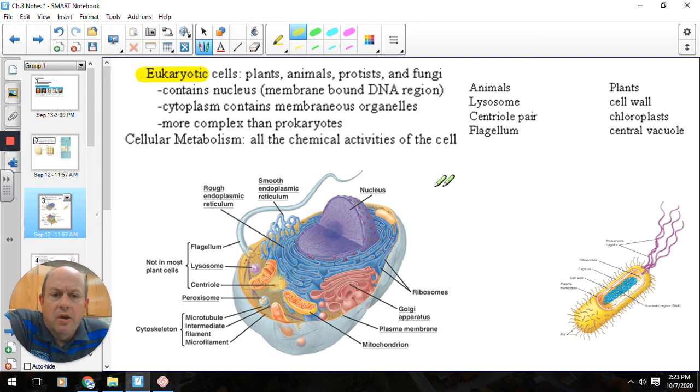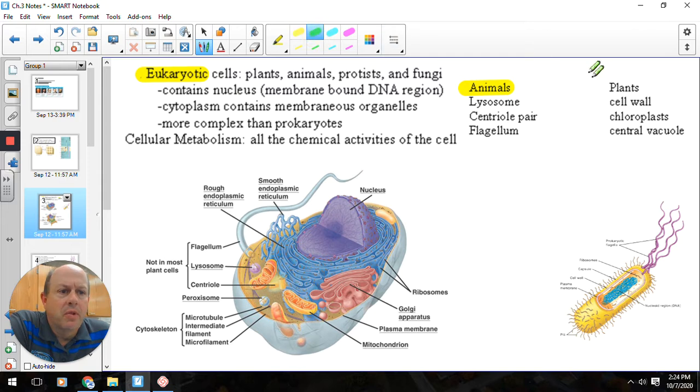On the eukaryotic cells, there are three structures that we'll see that are kind of unique to the animals, and so that is lysosome, centriole pair, and flagella. And while not all animal cells have flagella, all animals do have species that have flagella. Centriole pair is going to be used during cell division, and the lysosome is going to be used for digestion and the breakdown of various things, so food particles, enzymes, things like that.